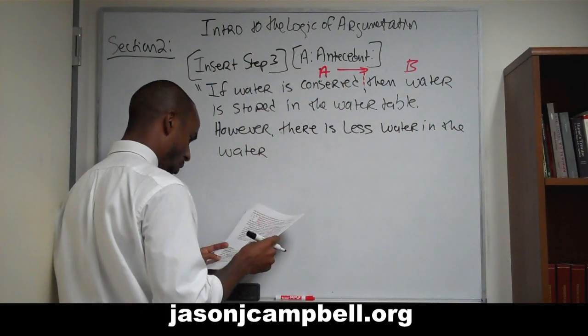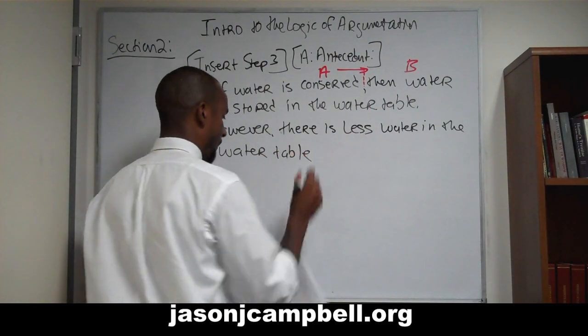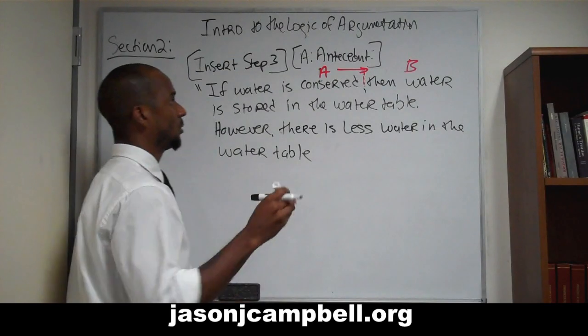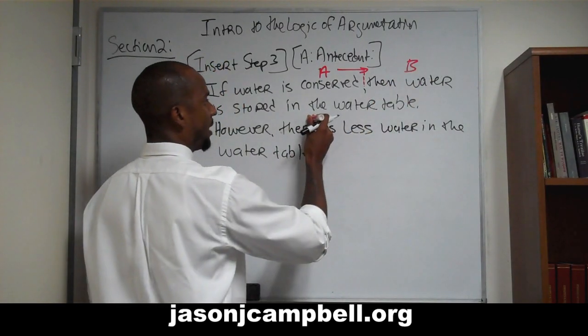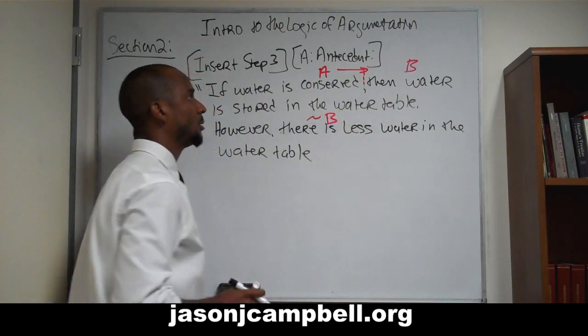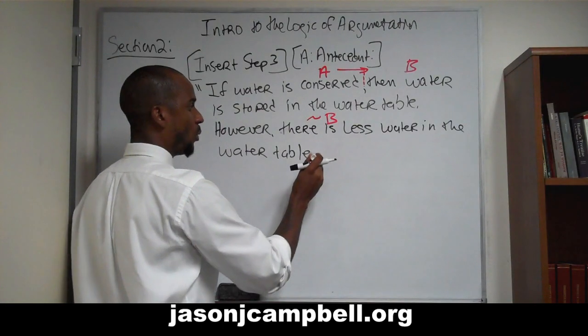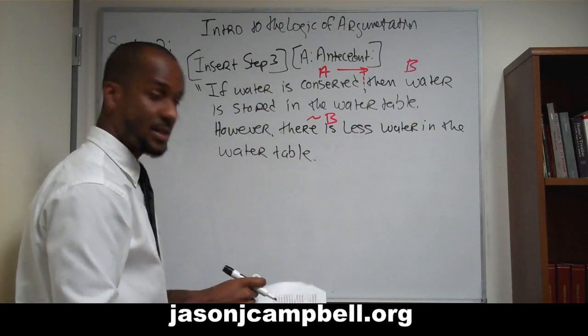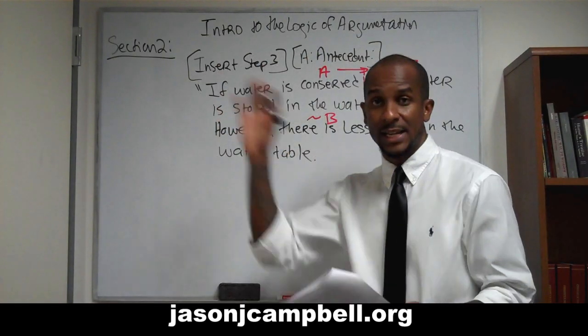However, there is less water in the water table, right? However, water table is B, less is negation, so this sentence is not B. If A, then B, not B, therefore we know we need not A, right? Part 4 is the denial of the antecedent.